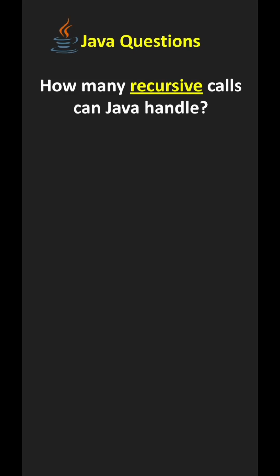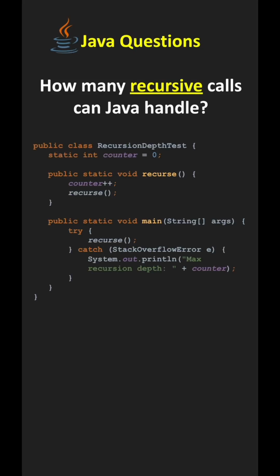How many recursive calls can Java handle? For example, let's take this very simple example. In this example, in our main method, we are calling a recursive function and the function calls itself recursively. So every time we call the function, we are incrementing the counter.